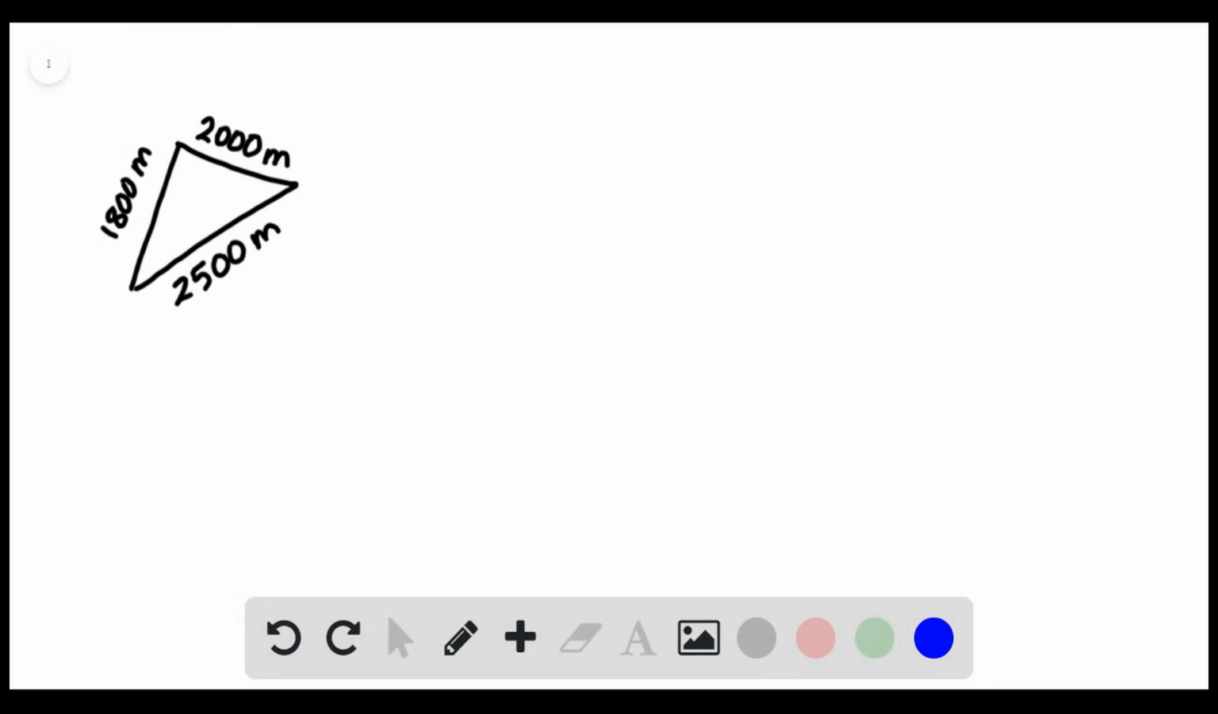In this problem, we have a walking trail in the shape of a triangle. We're given the lengths of each side of the trail, 2,500 meters, 2,000 meters, and 1,800 meters, and our goal is to find the measure of the largest angle.